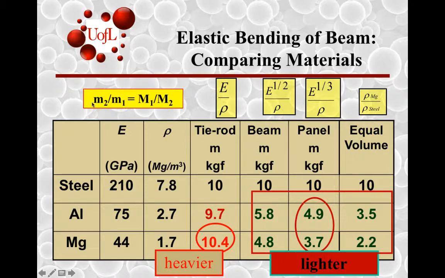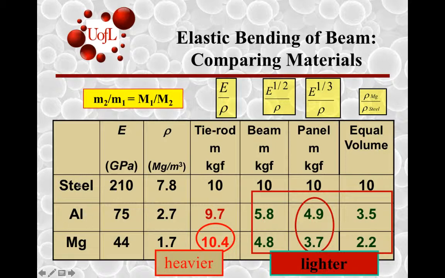So the new mass compared to the original mass of steel is the old material index divided by the new material index for the replacement. It turns out that as you go from working with a tie rod, which is relatively insensitive to the three different materials, to a beam or a panel, you can actually make a much lighter component when you make it out of aluminum or magnesium compared to that of steel.